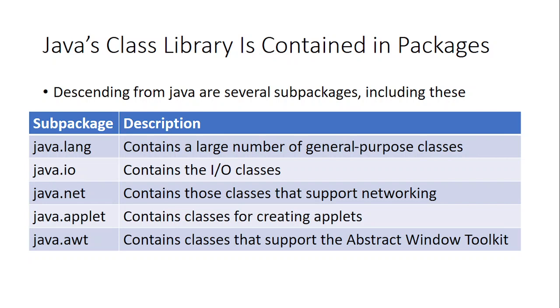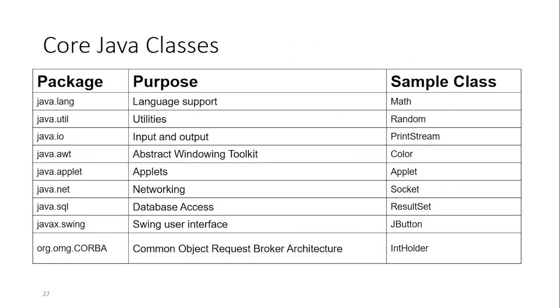Java.awt, abstract windowing toolkit. We will see the windowing toolkit in the next unit, but they are also available inside this particular package. There will be others, like we have javax.swing, and others like org.omg.CORBA and so on and so forth. So many Java packages will be available.